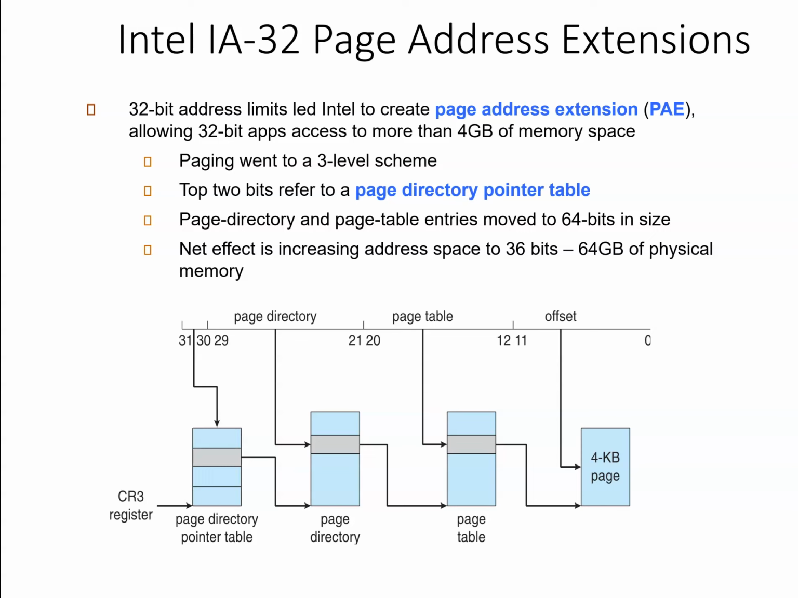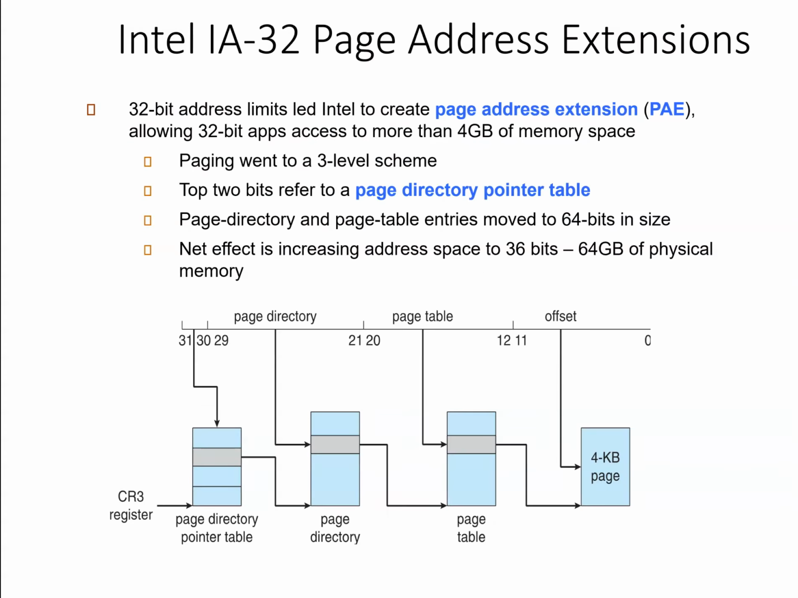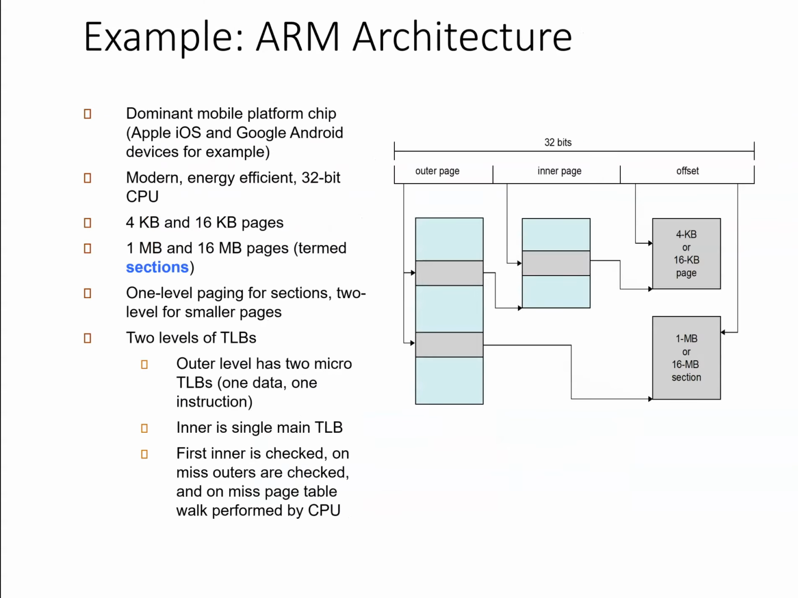However, 32 bits can create a page address extension, which is a 3-level scheme. These days, the x86 doesn't have to use that. It's huge, but typically only about 48 bits of it are actually used. But you could use it if you want, so you have almost unlimited memory. We're going to skip over the ARM architecture, but that's the basics of physical memory.